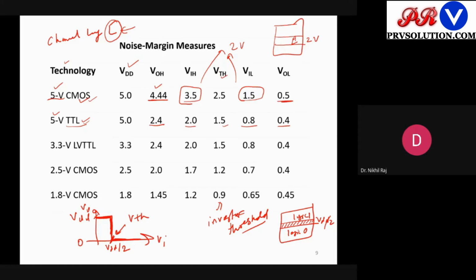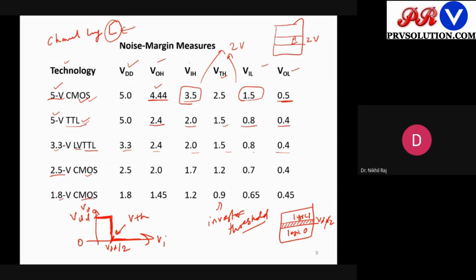So whenever we go for any design implementation in real time, we have to refer to the data sheets. All this information is given in the data sheets. This is low voltage TTL logic, and low voltage means it is operating at 3.3 volt. So corresponding to 3.3, all are scaled. Then this is again a CMOS logic designed for 2.5 volt. Again CMOS, designed for 1.8 volt.